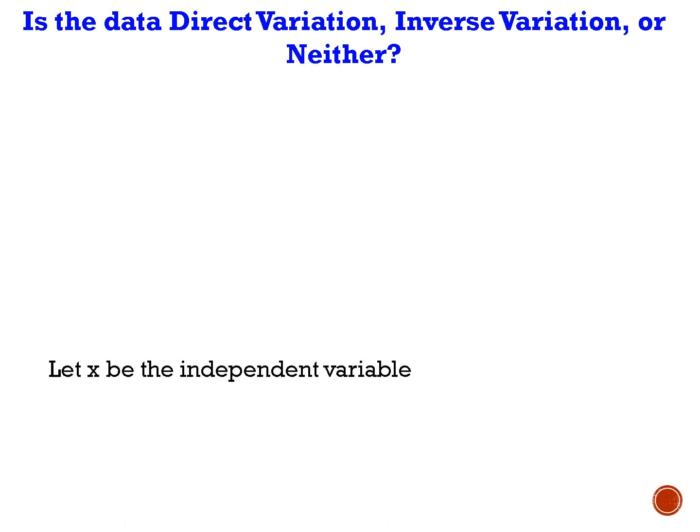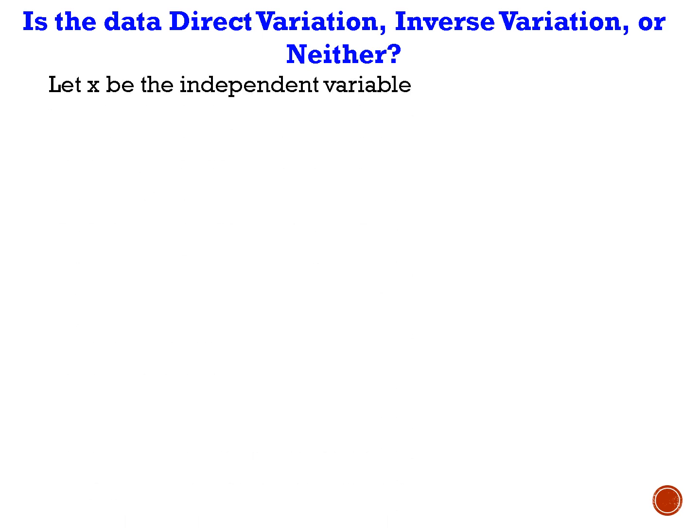But anyways, this slide right here is talking about, is the data direct variation, inverse variation, or neither? Okay, so we have some tests, but before we get to those tests, we need to define some variables. So you know how we have independent and dependent variables. Just going forward, we're going to let X stand for the independent variable. We're going to let Y be the dependent variable. And if you remember back from your Algebra 1 days, Y depends on whatever X is. So since Y depends on X, Y is the dependent and X is the independent variable.